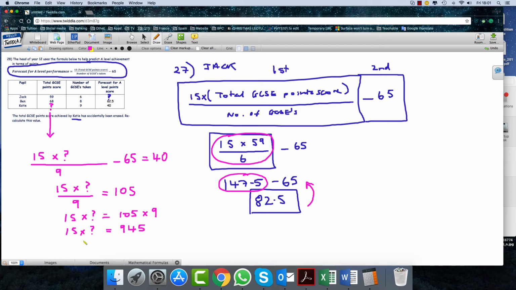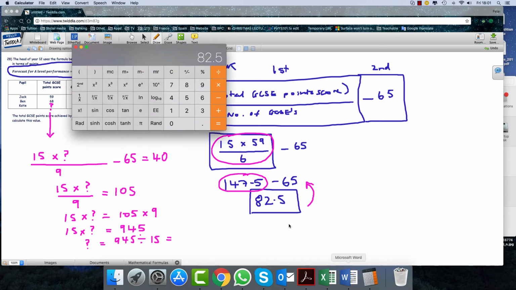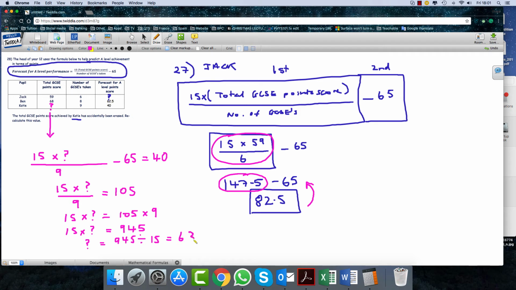And then the next step would be, if we've got 15 times some number equals 945, if we want to go backwards, we'd do a division. So it would be 945 divided by 15. Let's just grab the calculator. 945 divided by 15. So Katie scored 63. The 63 would be in here.